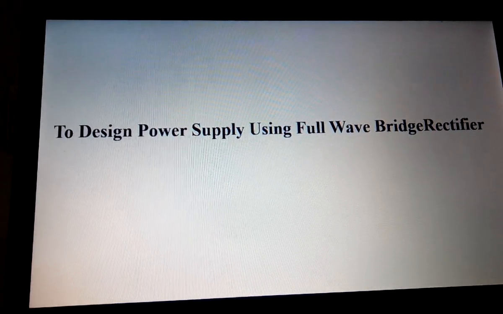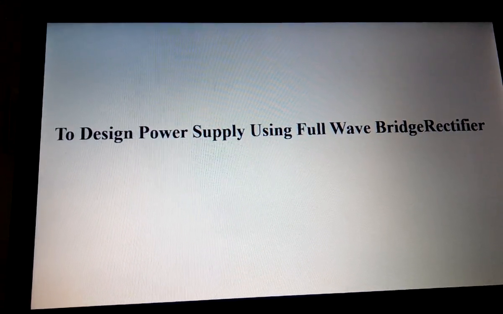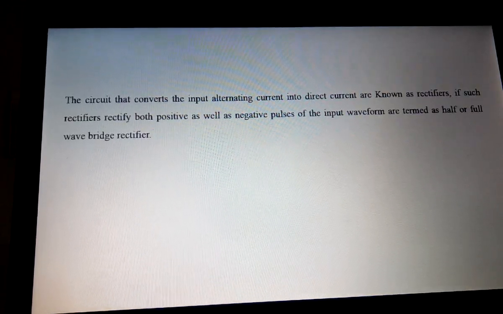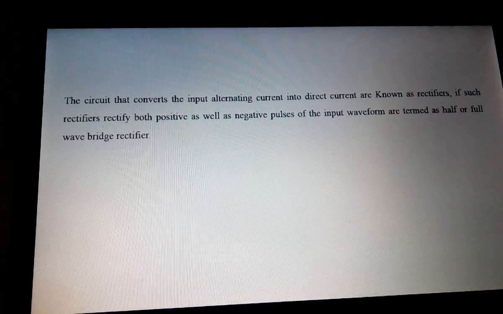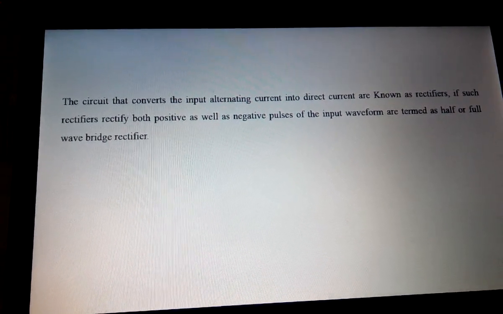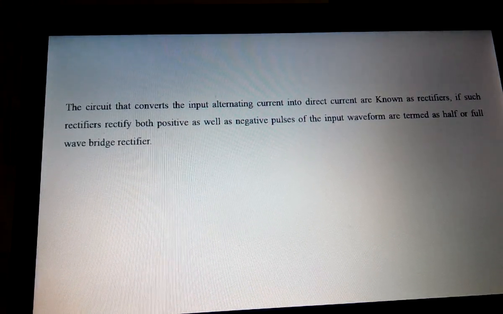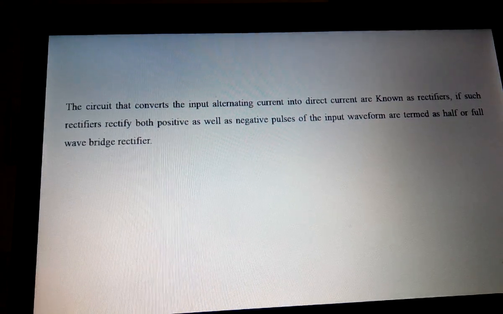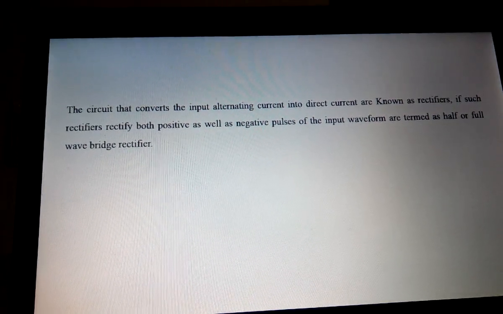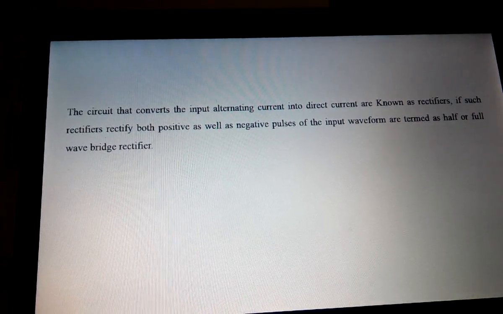As from the very first video, you are very well aware of the topic, which is to design a power supply using a full wave bridge rectifier. Before moving much deeper into the topic, let us see what the term rectifier means. Rectifiers are circuits that convert the input alternating current into direct current. And if such rectifiers rectify both positive as well as negative pulses of the input waveform, they are termed half or full wave bridge rectifiers.